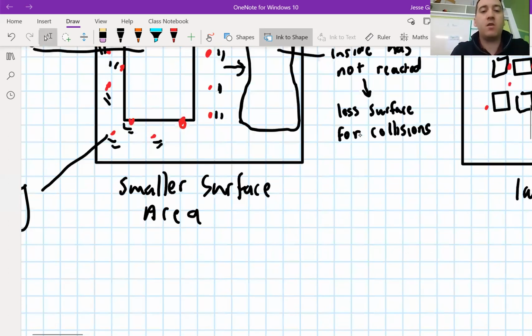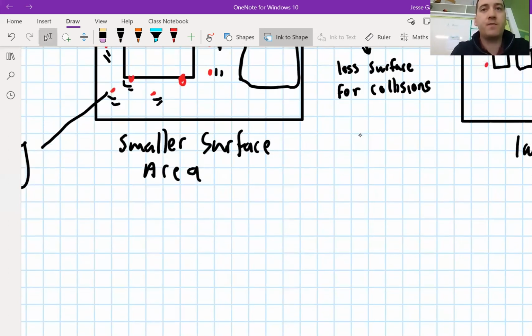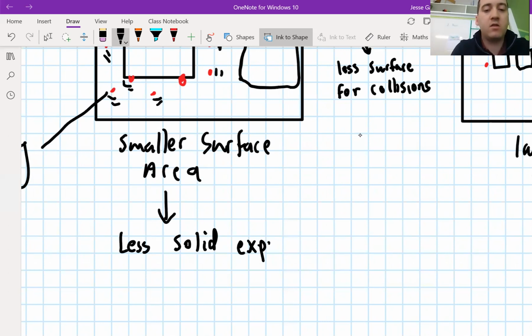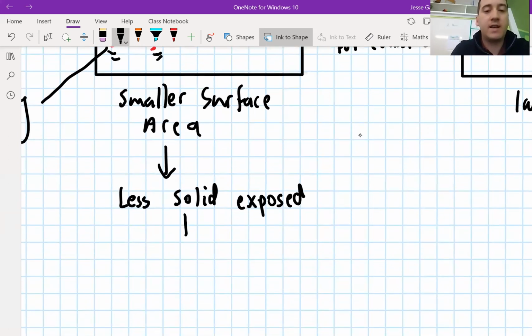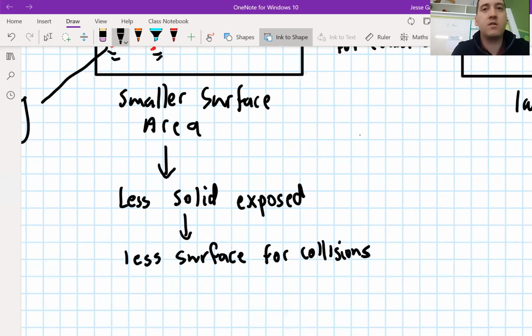For the big lump, the smaller surface area has less solid exposed, less surface exposed. So what? Who cares? Well, if there's less solid exposed, then there is less surface for collisions. Less surface available for collisions.